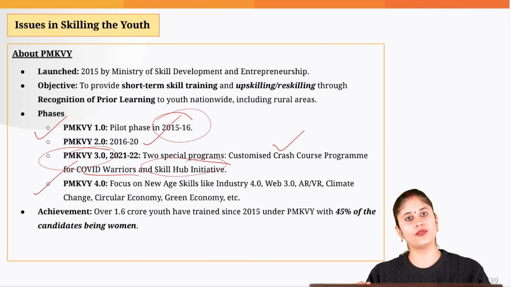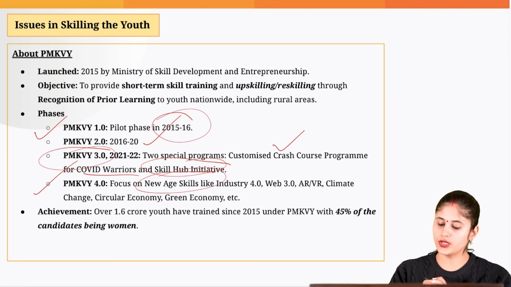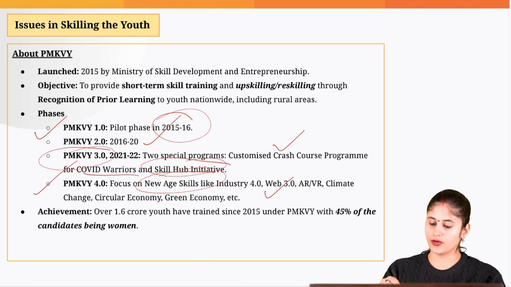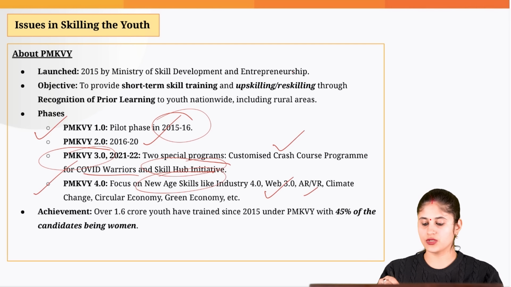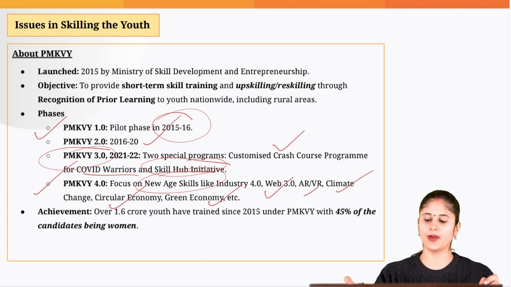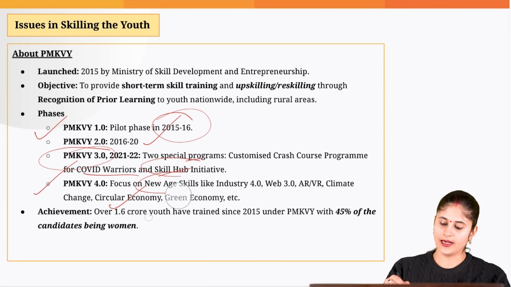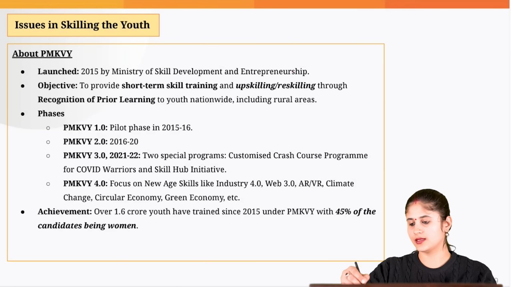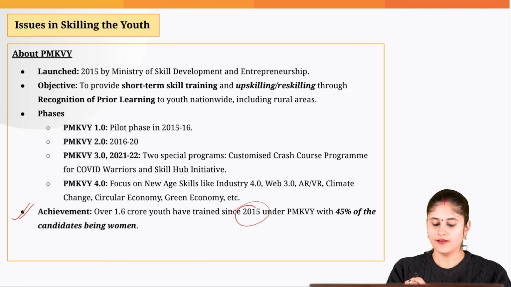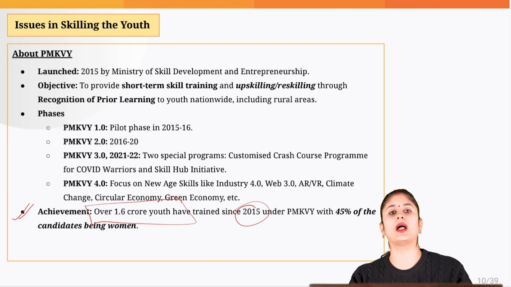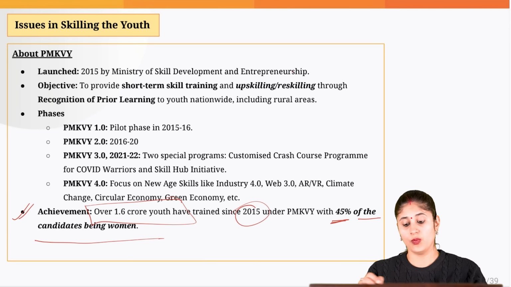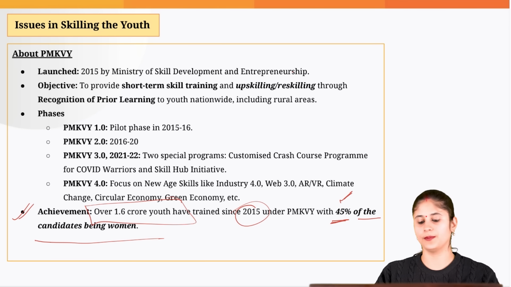Then when it comes to the fourth phase, herein we started focusing upon the new-age skill sets demanded by Industry 4.0. So we are focusing upon augmented reality, virtual reality, climate change, circular economy, green economy, whatever skill set is demanded by these sectors. And this was highlighted by the PIB as an achievement of the Pradhan Mantri Kaushal Vikas Yojana, that since 2015 we have provided training to roughly 1.6 crore youth, of whom around 45% are women.